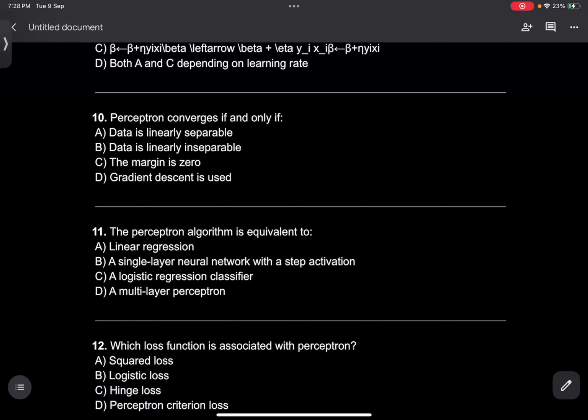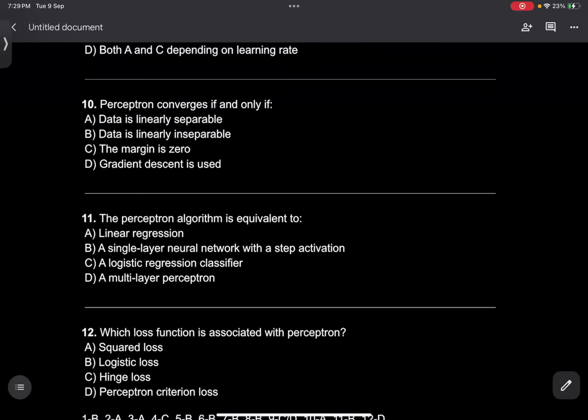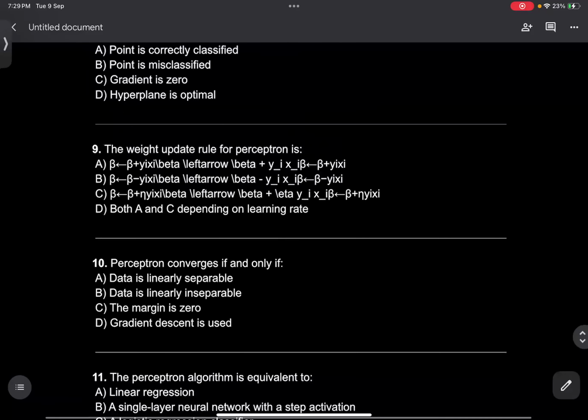Perceptron algorithm is equivalent to linear regression, a single layer neural network with a step activation, logistic regression classifier, multi-layer perceptron. Okay, maybe we haven't done this. Leave this 11th question. I'll come to neural networks and everything, then I'll tell you. Which loss function is associated with the perceptron? Okay, I haven't taught you that also. Leave this 11th and 12th question. I'll come to that afterwards. 10th is fine. Till 10th, everything is fine.